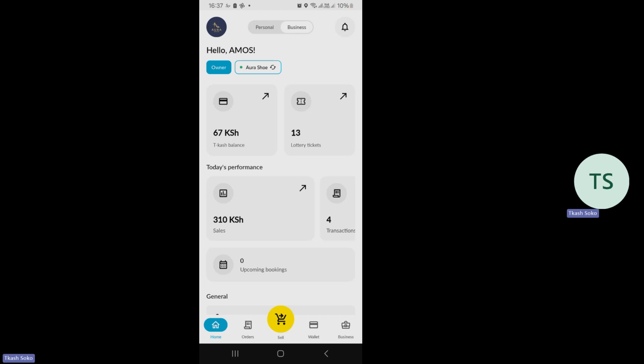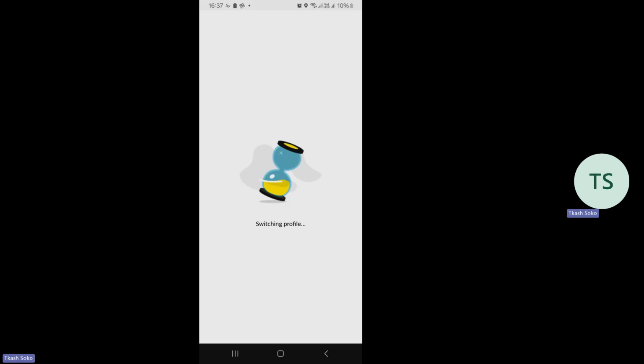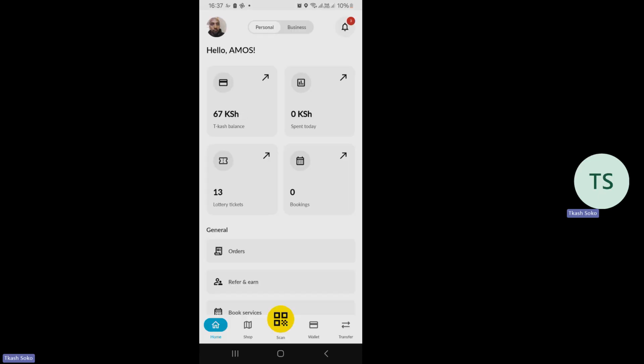How do you switch? In between the business logo icon and the notification bell, there is the word personal and business. So niko kwa the word business. So I need to touch the word personal for me to switch. Nikiguza the word personal, then automatically it switches. If I've completed my KYC kwa personal side, nitakuwa naona profile picture. So at the very top left hand side, nitakuwa naona a profile picture icon, and then below that, I'll be seeing the hello Amos.